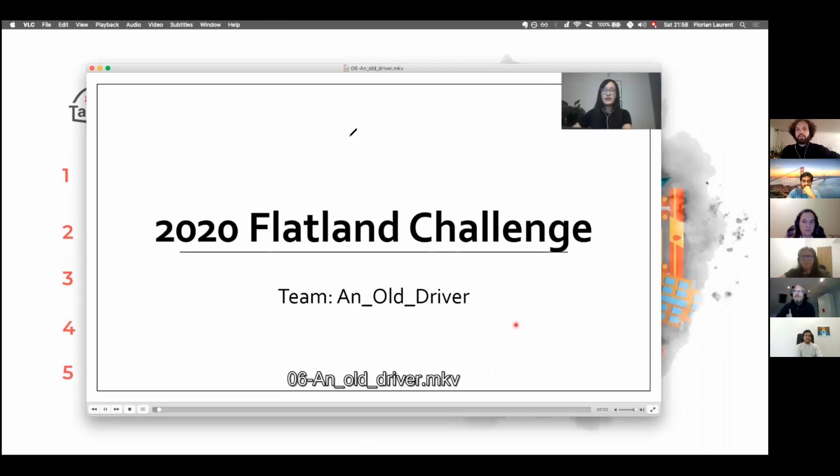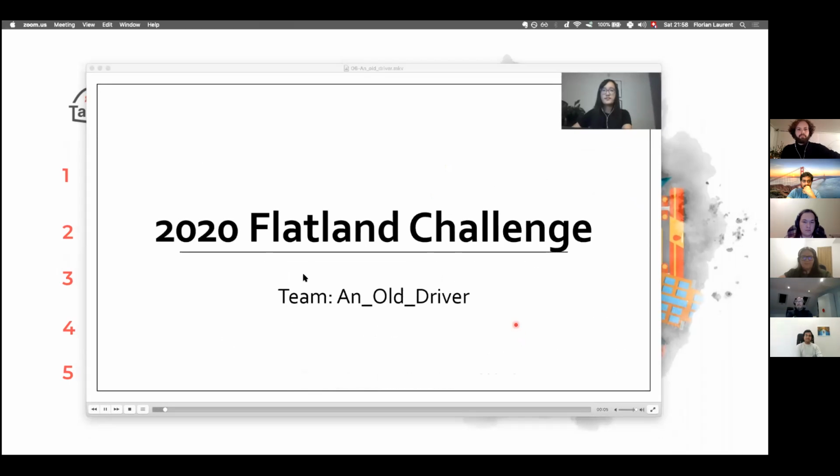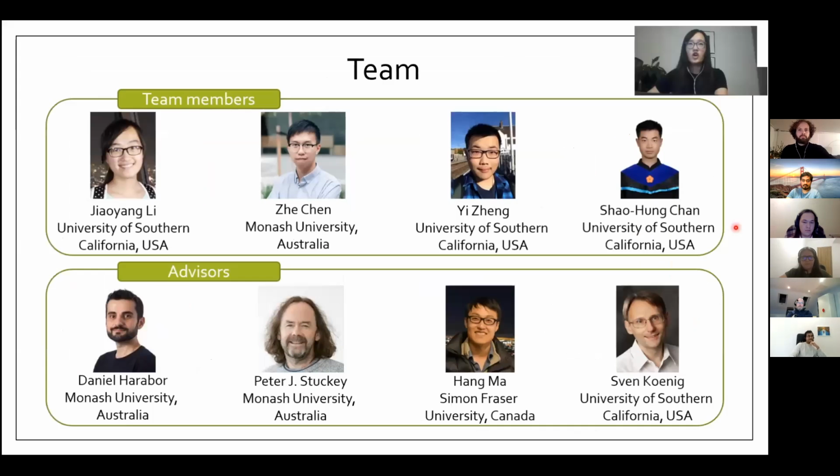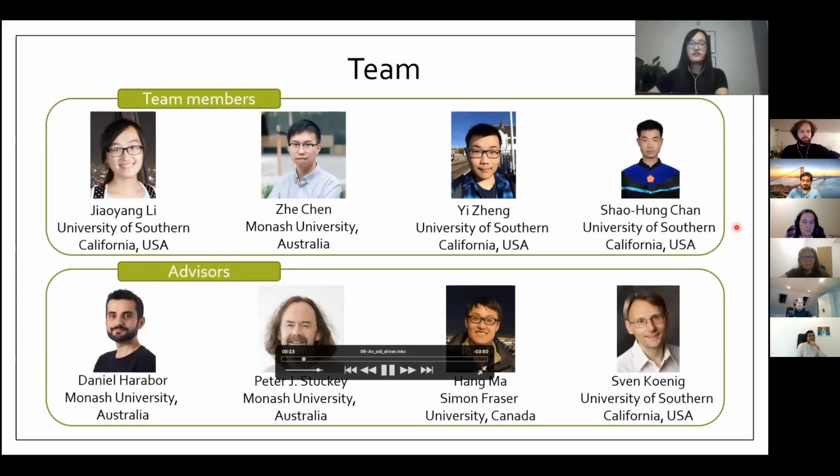Hello everybody, I'm Jiaoyang Li from University of Southern California. I'm going to represent our team, Old Driver, to present our solution for the 2020 Flatland Challenge. Here are the team members. We have myself, Zhe Chen from National University in Australia, Yi Zheng and Shao Hongzhan from University of Southern California in the United States. We also have 4 advisors, including Daniel Haribo and Peter Starkey from National University in Australia, Han Ma from Simon Fraser University in Canada, and Sven Koenig from University of Southern California in the United States.